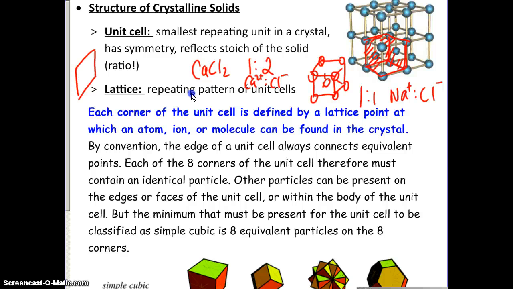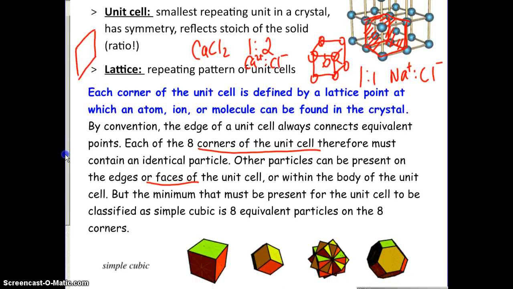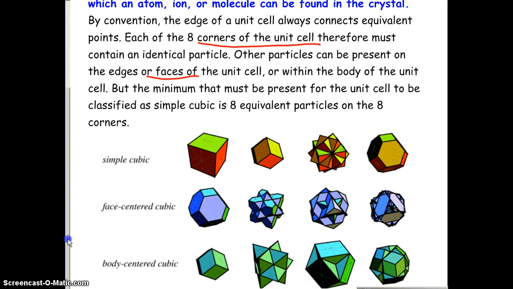I used to talk a whole lot more about unit cells, but we're going to touch the basics about how each of the corners of the unit cell are going to contain the particle of interest. The identical particle in this case is going to be an ion, and different shapes can come from the building of the unit cells. One more thing is that we also talk about the faces of the unit cell and the body of it. So sometimes we're going to call these structures by the name indicating information about the face or the body. So here's some examples.